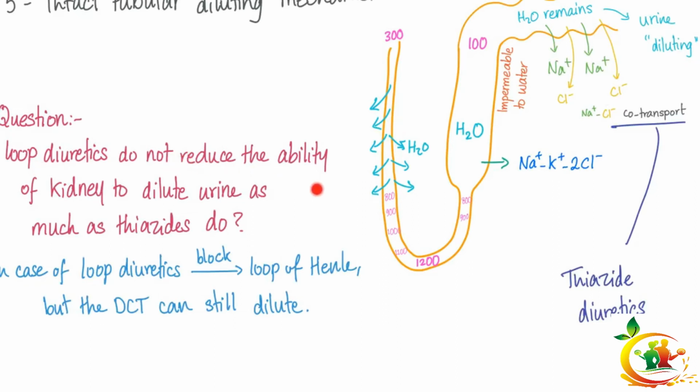Question: why do loop diuretics not reduce the ability of the kidney to dilute urine as much as thiazides do? Because loop diuretics block here, still we have the distal convoluted tubule functioning, it can still dilute the urine. But when you use thiazides, you are getting rid of the last resort, the last ability to dilute the urine.